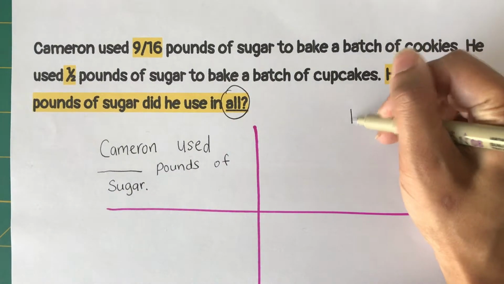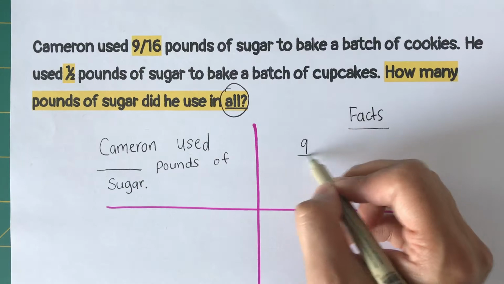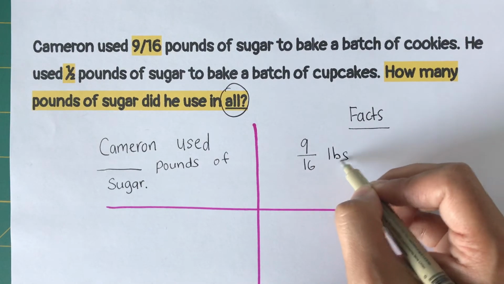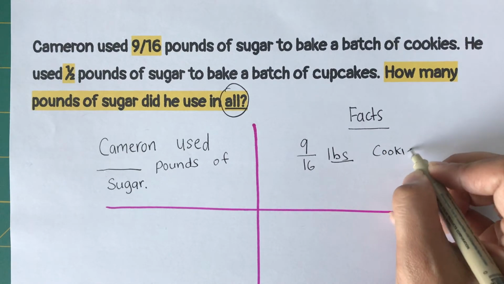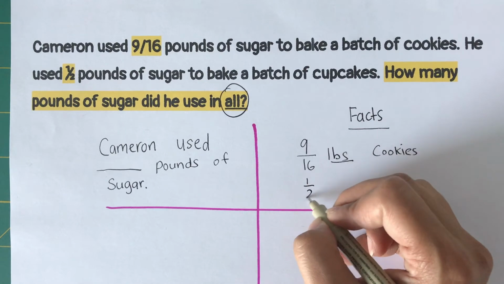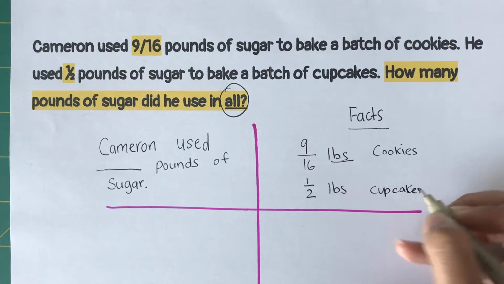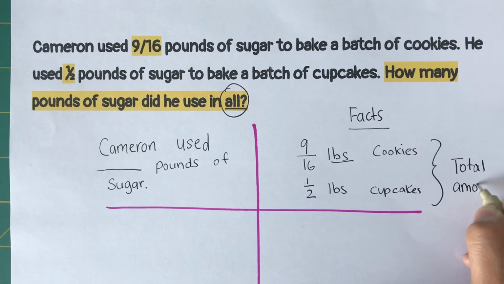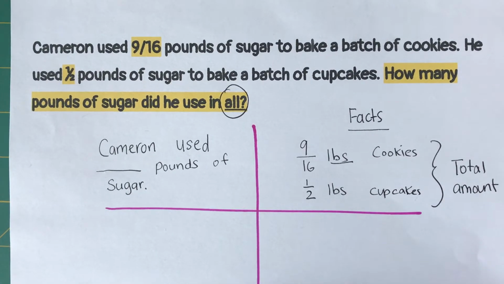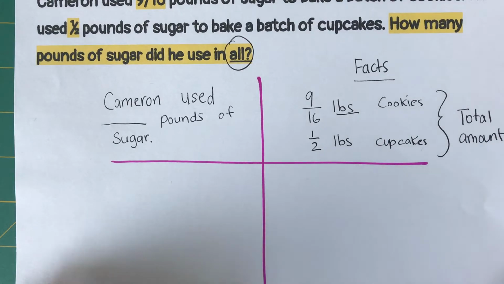Now let's go ahead and write the facts. So we know that he used 9/16 pounds. That's abbreviated for pounds. For cookies. And he used 1/2 pounds for cupcakes. And they need to find the total amount. All right. Let's move this a little bit up. So what we're going to do is we are going to add. We are adding the fractions in this question.